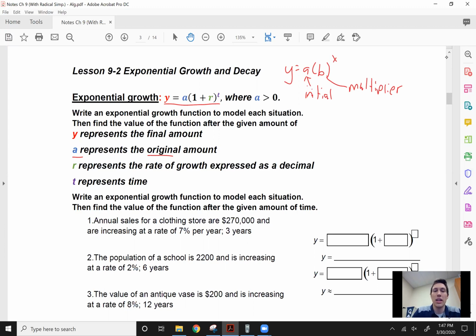It's 1 plus because it's increasing. If it was decreasing, as we'll see later, it'll be minus. And then it says t represents time. So that's still how many times it's being multiplied. Just like before we said number of times multiplied. It's still kind of like that now, except for it's in terms of time.